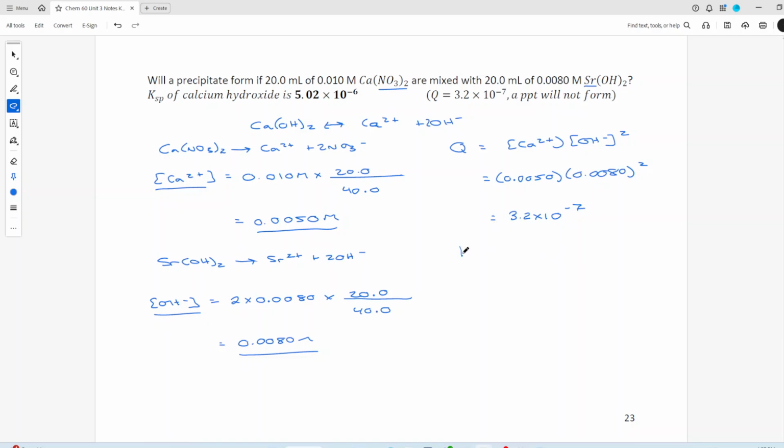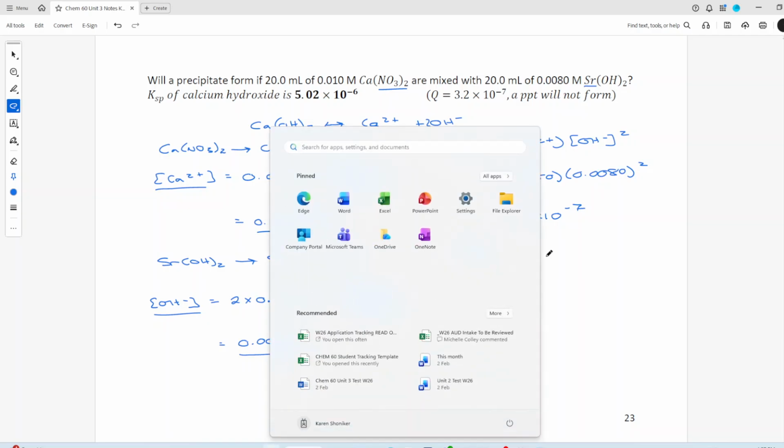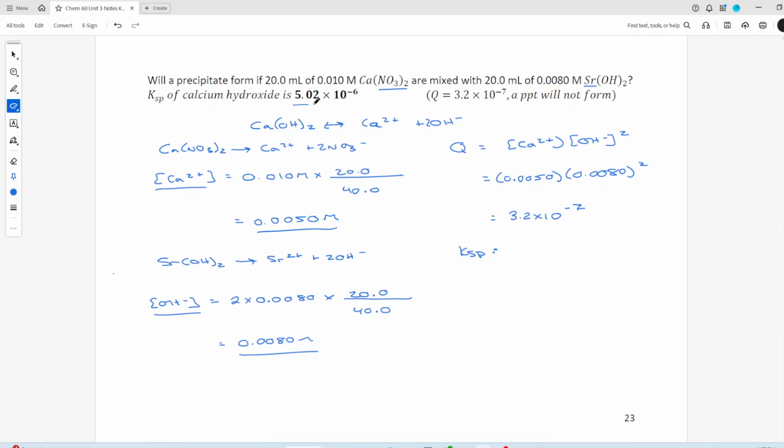All right, so then we have to look up KSP. The KSP value for calcium hydroxide, oh right, isn't on the sheet, so I gave it to you. So the KSP is 5.02 times 10 to the negative 6. So for this one, the Q value is less than KSP, so there's not enough ions in solution for a precipitant to form. So you will say precipitant will not form unless we add some more ions.